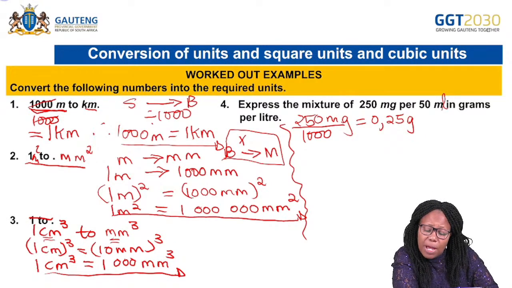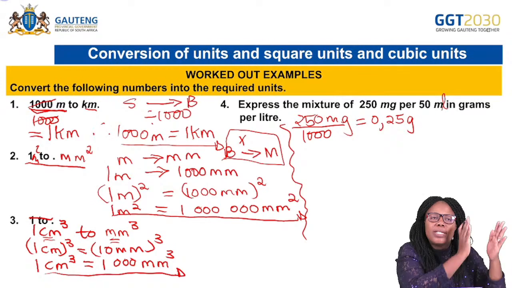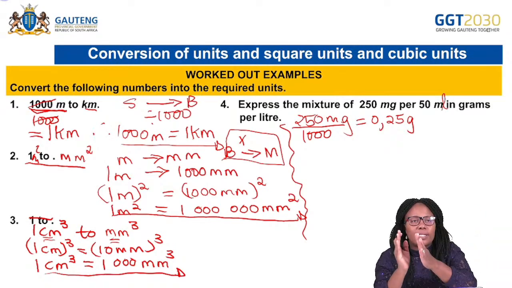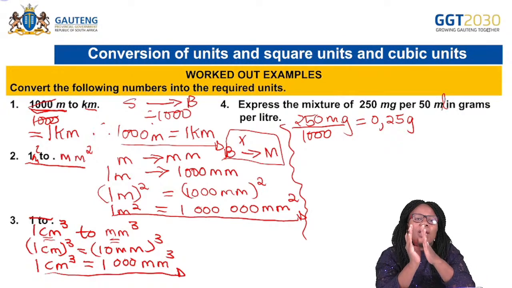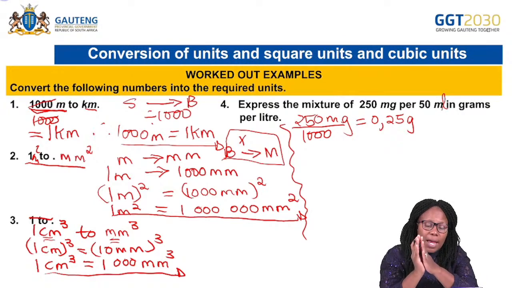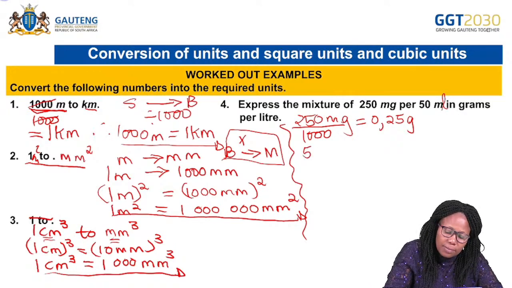Then we deal with the part where we are having 50 milliliters. So we are changing milliliters to liters now. If we move from small to big, grade 12, we now divide by 1,000. Let's continue now. 50 milliliters.